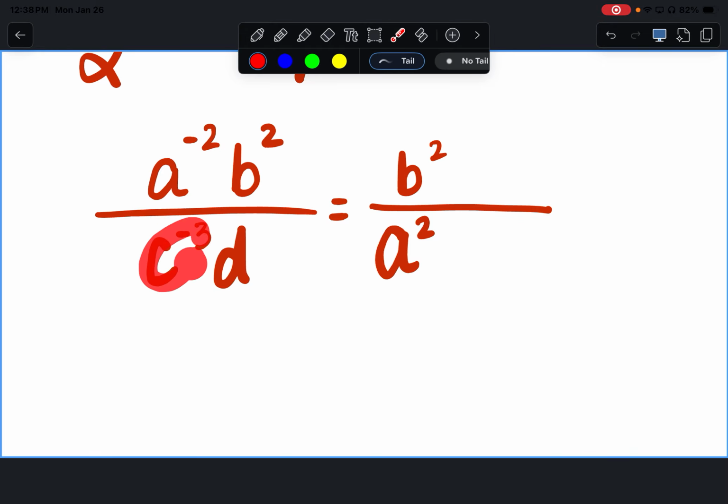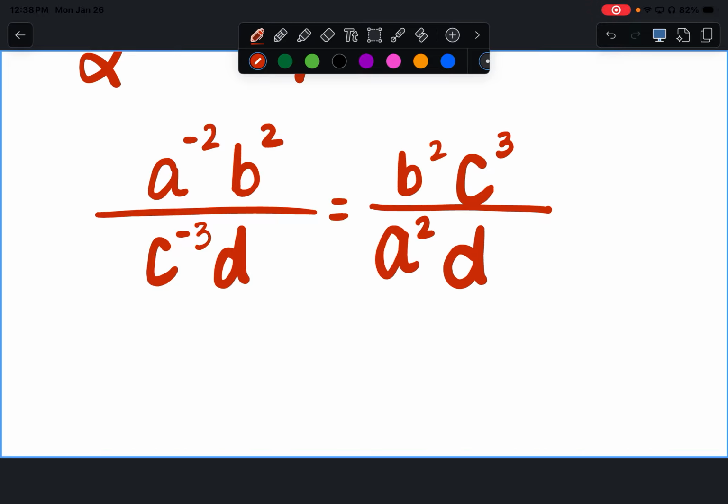Okay, c to the negative 3. That needs to move where? And when it moves to the top, it'll become to the positive 3. And then does the d need to move? There we go. That is all that's happening. When it's negative in the numerator, it brings it to the denominator and makes it positive. If it's negative in the denominator, it brings it to the numerator and makes it positive. That is all that's happening.